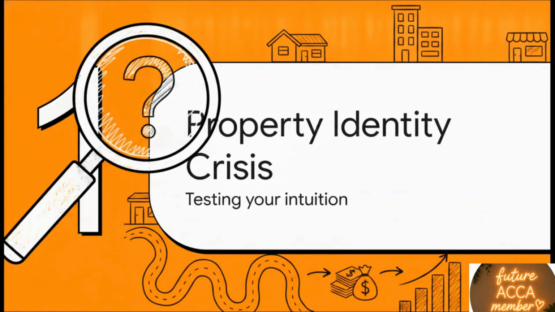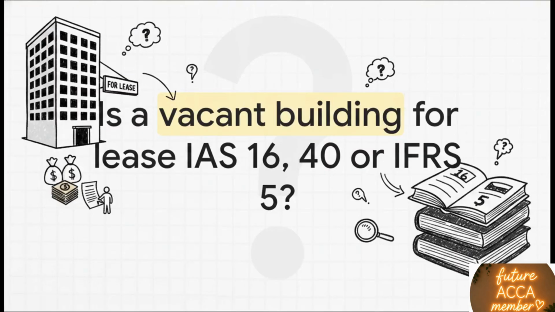Let's actually test your intuition on this with a quick exam-style scenario. We'll see if you can spot an investment property out in the wild. All right, think fast. Imagine you own this empty building. No one is in it at all. But your clear, documented purpose is to find tenants to pay you rent. So which rulebook are we using here? Is it IAS 16 because it technically belongs to your company? Is it IFRS 40? Or maybe it's IFRS 5 because that's the rulebook for assets you are actively holding for sale. What do you think?